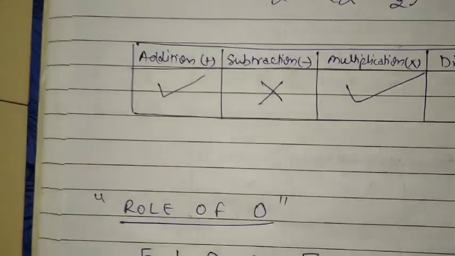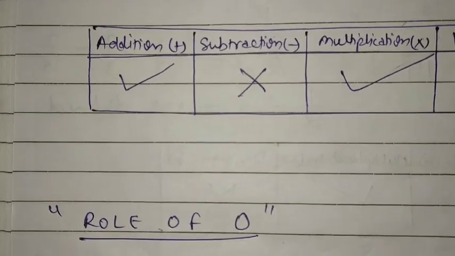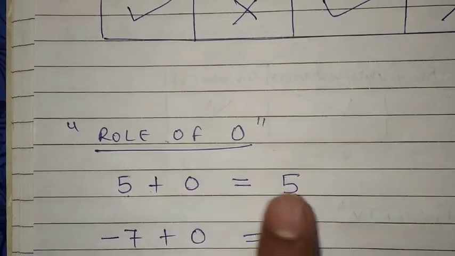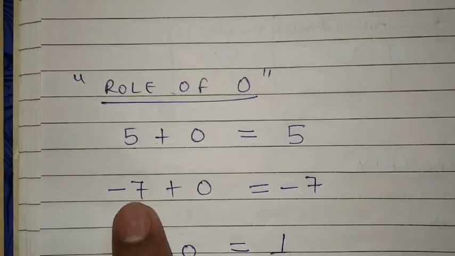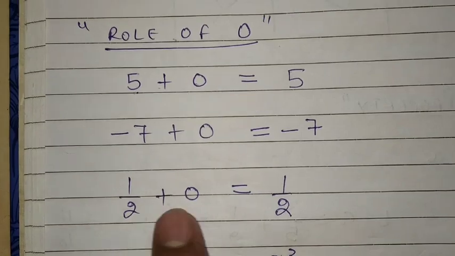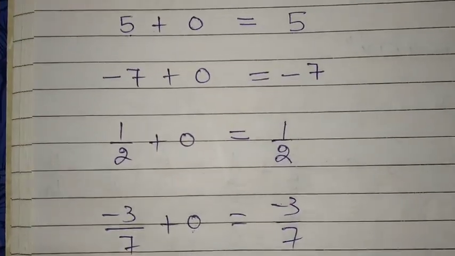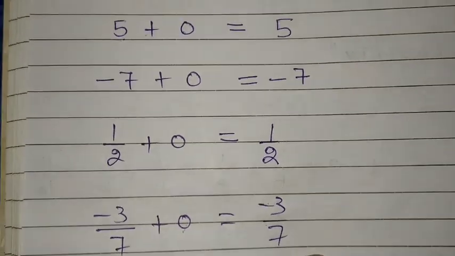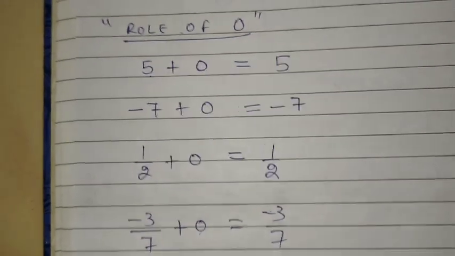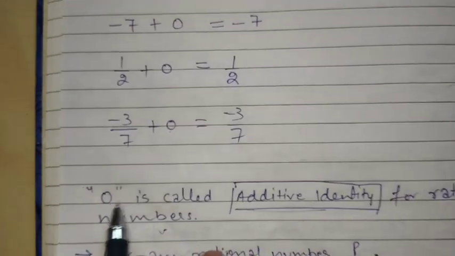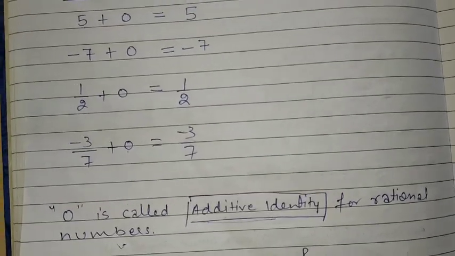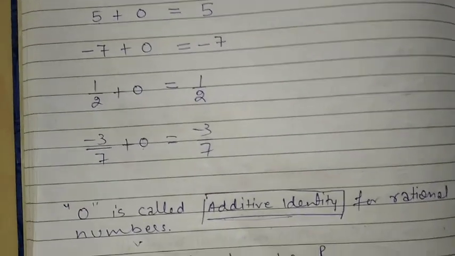Now we are going to learn about the role of 0. Okay, this is the next property. Now we all know 5 is a rational number, and on adding 0 to it we get 5. Minus 7 is a rational number, and minus 7 plus 0 is also minus 7. 1 by 2 plus 0 is 1 by 2, and minus 3 by 7 plus 0 is minus 3 by 7. So on adding 0 to any rational number we get the same rational number. Thus 0 is called additive identity for rational numbers.